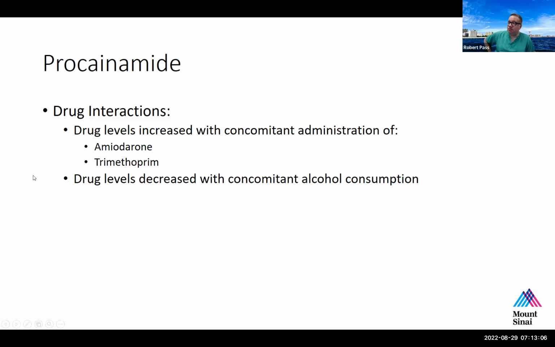Drug levels will be increased if amiodarone or trimethoprim is given with procainamide, so one needs to lower procainamide dosing with that. And then finally, drug levels are decreased with alcohol consumption. So if somebody is drinking alcohol, their procainamide levels will be lower, potentially enhancing the risk for arrhythmia.